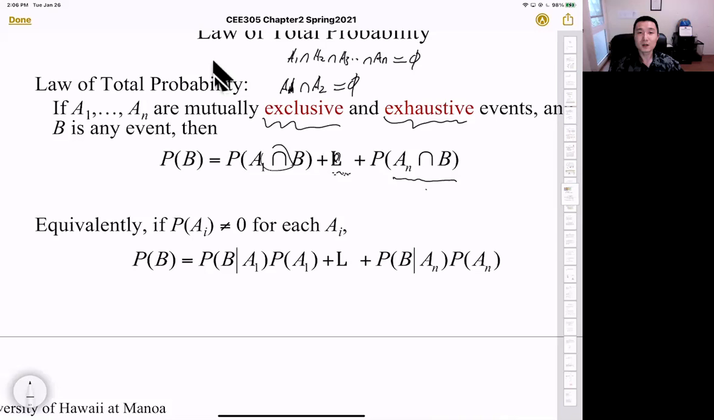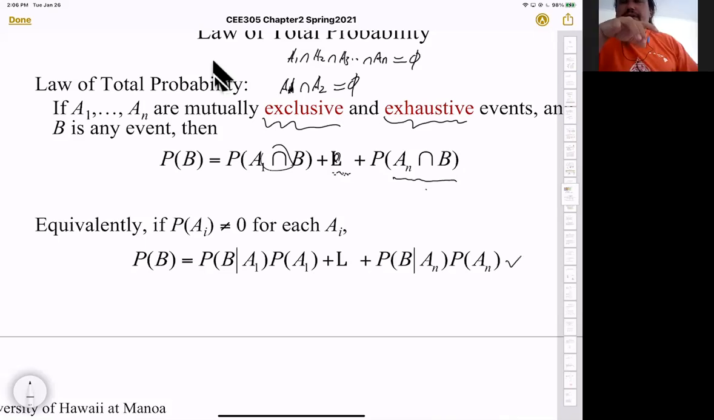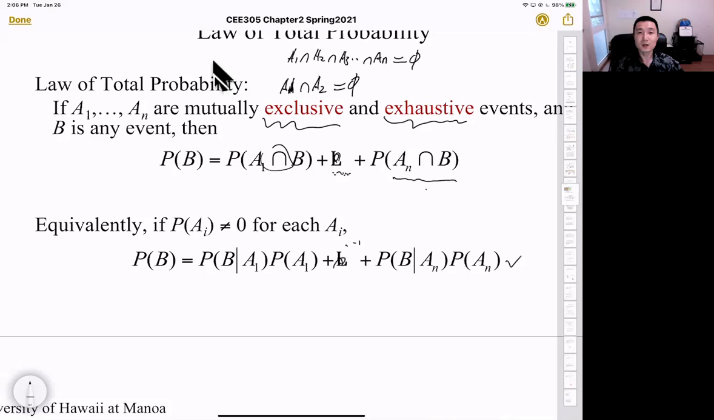Another equation for that is here. If P(Ai) is not equal to 0, then P(B) can be rewritten as this equation. Quick question: the dots mean dot, dot, dot, right? Yeah, sorry, as always, that means dot, dot, dot.